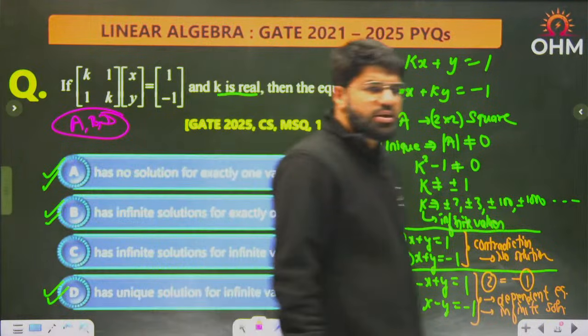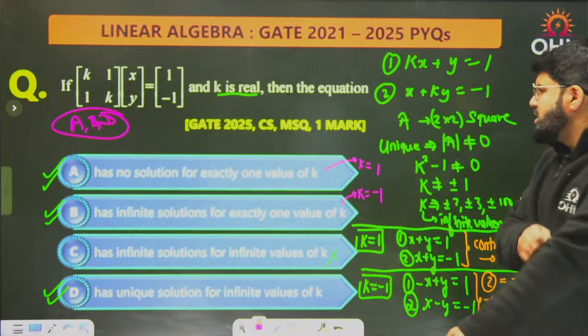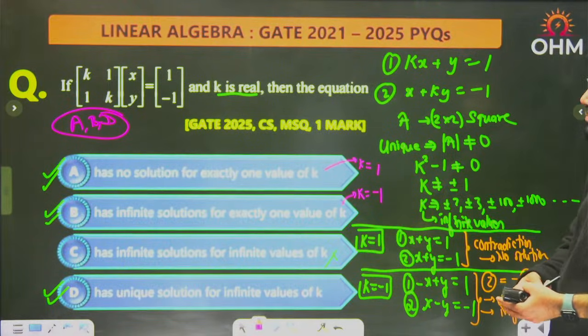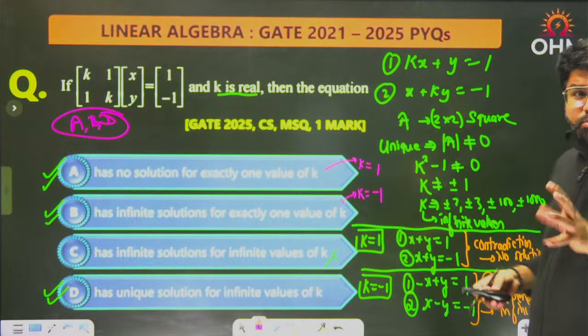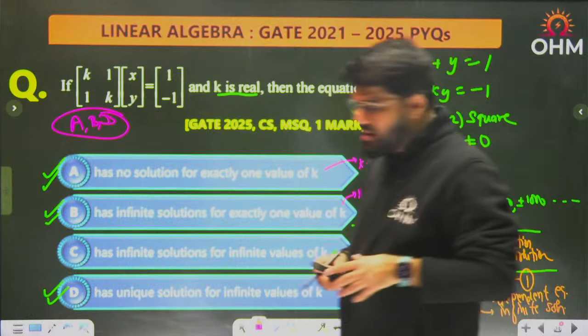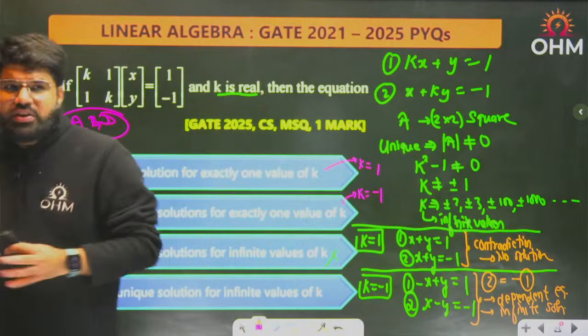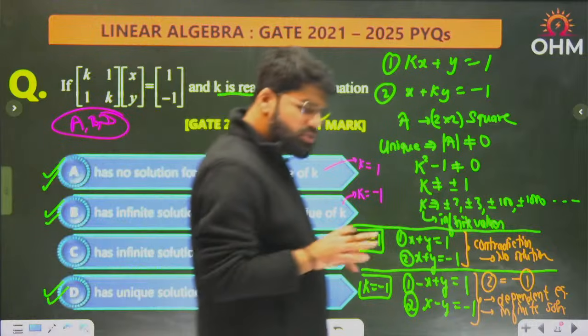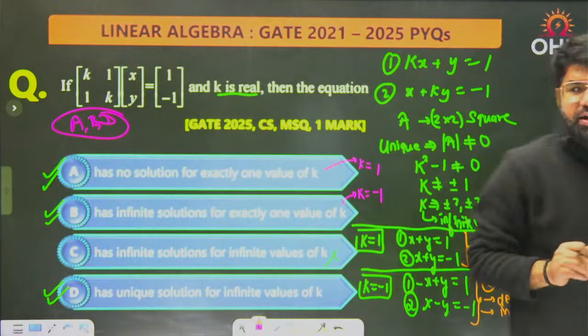MSQ question, 3 answers are correct. A basic analysis question. GATE 25 CS 1 mark question. So many times even a 2 cross 2 basic question can be there, but you should always know all the 3 conditions: unique solution, infinite solution, and no solution. Correct? Next question.